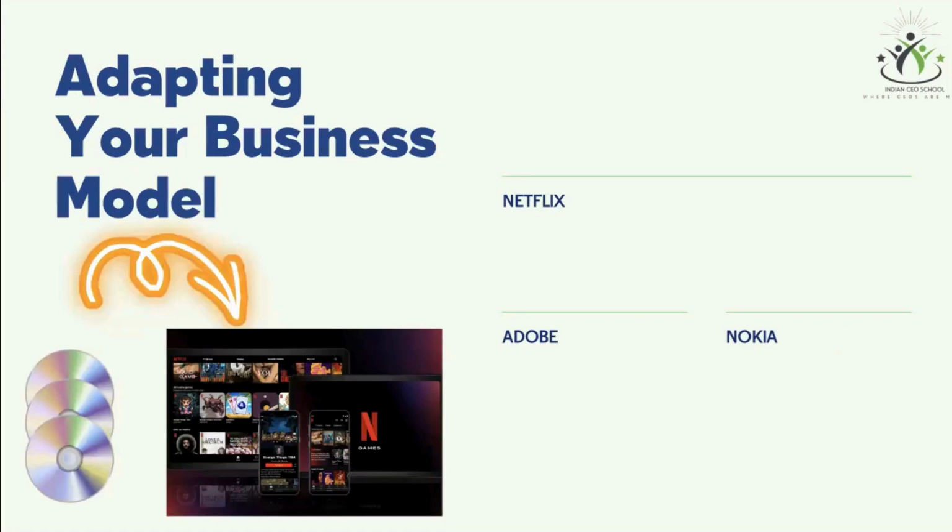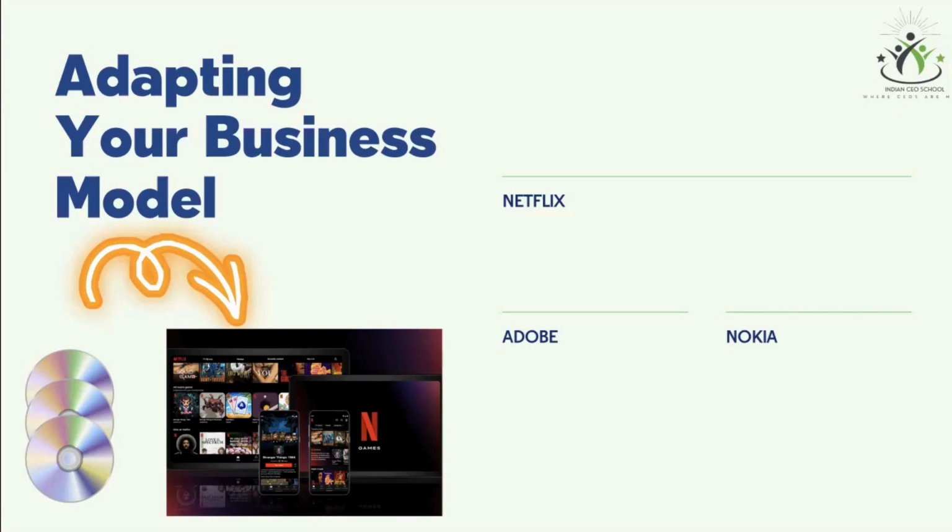Then adapting your business model. This is where we can see major tech companies like Netflix, Adobe, Nokia. All these people have changed their business model. Some have succeeded, some have failed. If you check Netflix, it was a DVD company, later transformed to an online streaming platform, and it's now a billion-dollar company. Coming to Adobe, it also transformed its business model to multiple variants in the design sector.